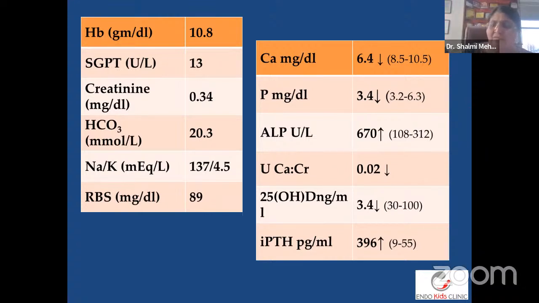The vitamin D level is significantly on the lower side. You can see it's only 3.4. And as a response to the low calcium, you can see a high PTH. So here the parathyroid hormone is raised, which is as a response to low calcium.